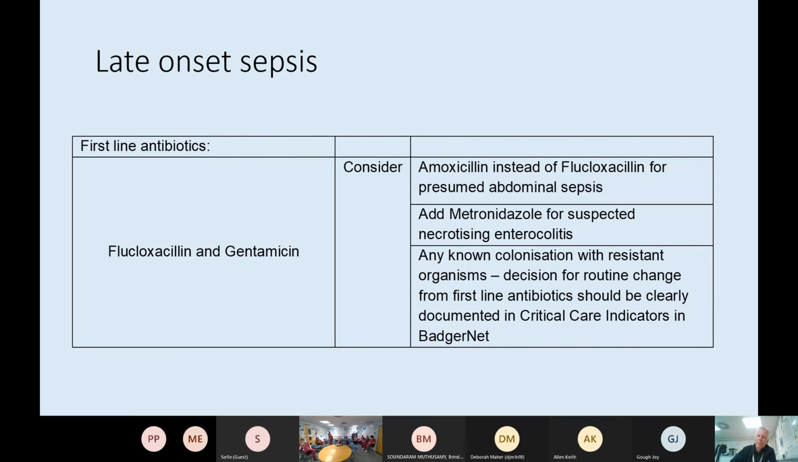And the other thing to say is if a baby's been around the unit for a while, please don't ever start a course of antibiotics without going back through their microbiology, because if they, for example, have been colonized with a gentamicin-resistant organism, then you should choose to start an antibiotic that will cover that organism.